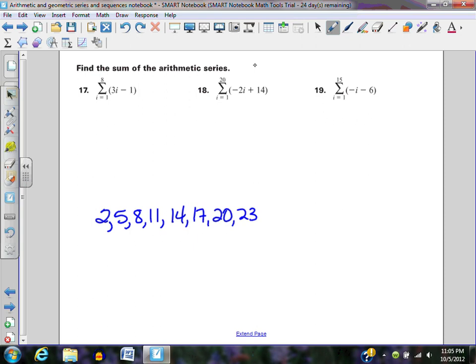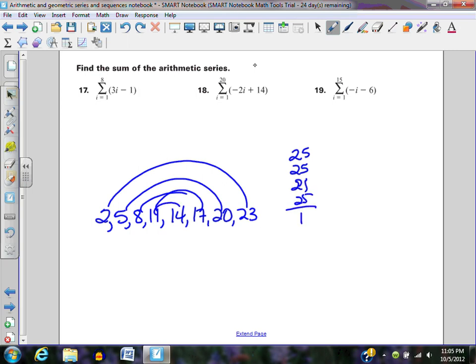I should have put a plus in between them, but I forgot. If I asked you to add all these together, most students would just start adding, but no. Look, you can take the first and the last, and that is 25. Next, the last and the second, and you get 25. 17 plus 8, sorry, it's 25, and 14 plus 11 is 25, for a grand sum of 100.